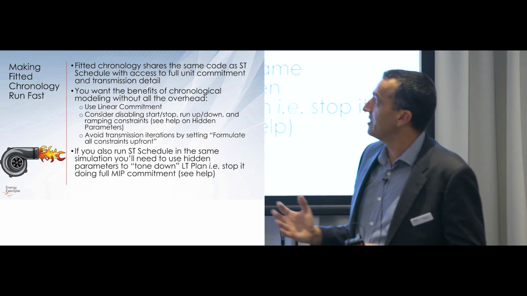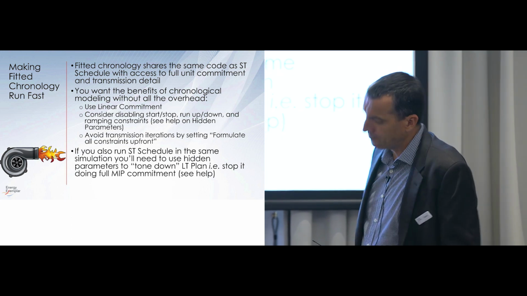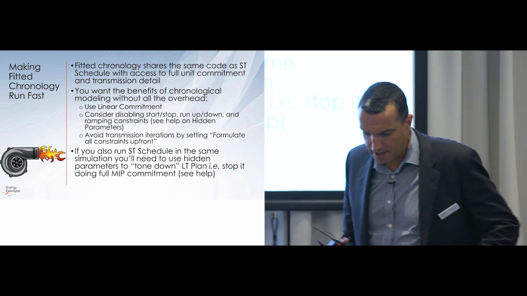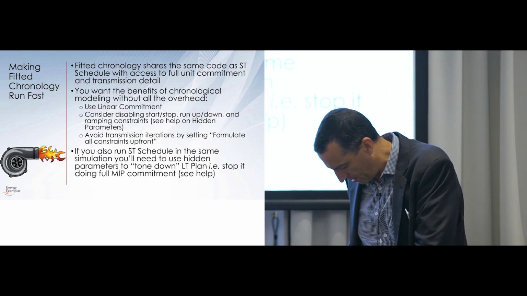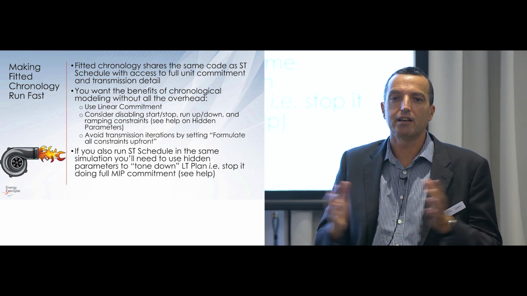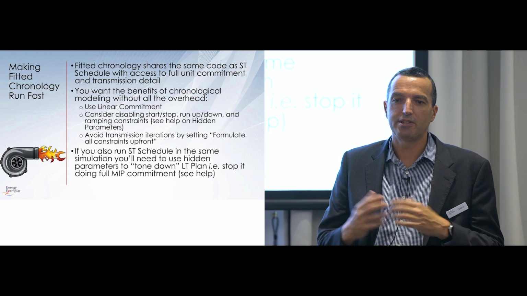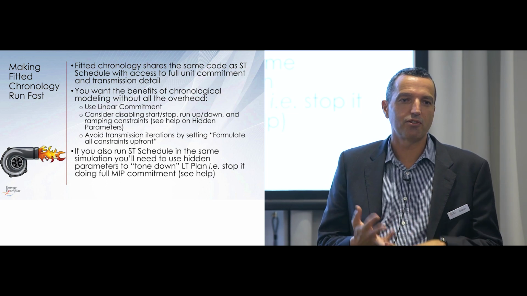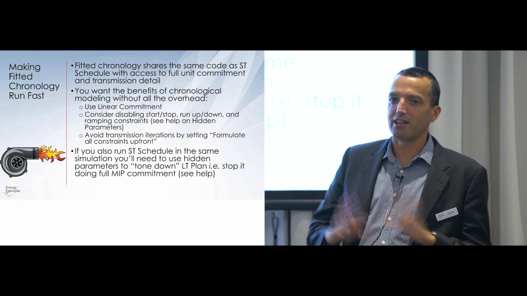So the challenge is, how do we make this fitted chronology run faster? Firstly, inside the PLEXOS engine, the MT fitted chronology actually just shares the same source code as ST schedule, so it has potentially everything in there: startups, ramping rates, all of that stuff, right? It's basically on by default.